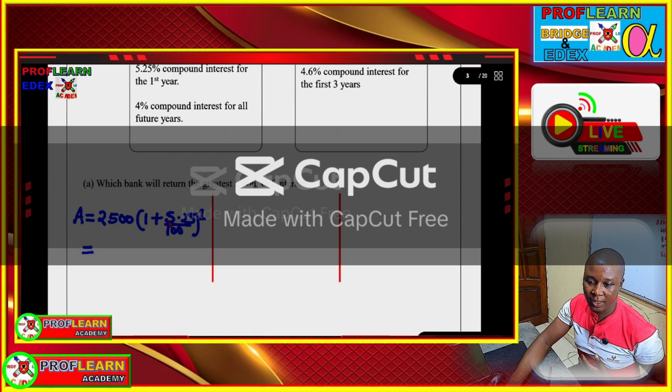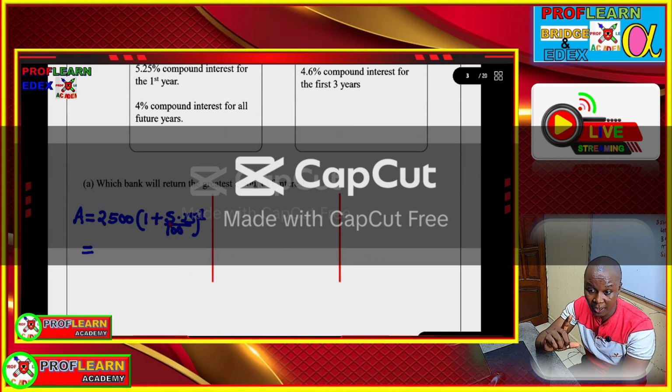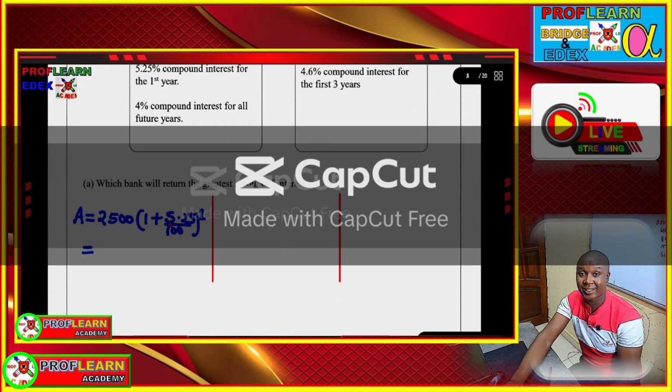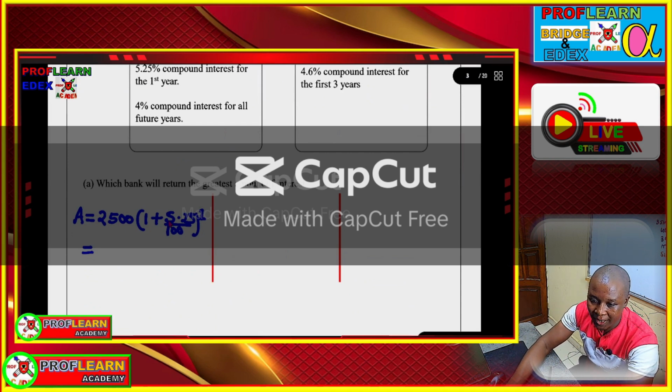One of the banks gives a percentage of 5.25% compound interest for the first year, and for the rest, for future years, if you have invested your money in this first bank, you are going to get 5.25% compound interest for the first year, and 4% compound interest for the future years. Then we have the second bank, which is 4.6% compound interest for the first 3 years. So let us see which bank will give a better return if this amount is invested for 3 years.